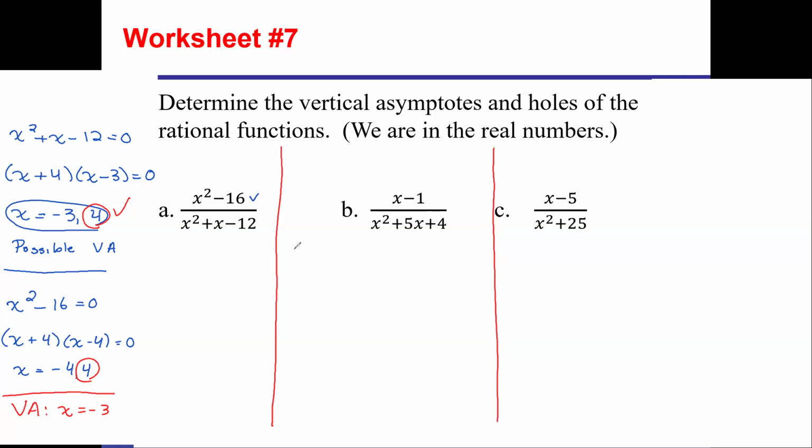B, just do a similar thing. So the denominator is 2x squared plus 5x plus 4 equals 0. We will find zeros at the bottom. Well, we could factor that into x plus 1, x plus 4, because multiply those together, you get 4, add them, you get 5. So I end up with x could be negative 1 or negative 4. Those are the zeros at the bottom. So these are my possible vertical asymptotes.